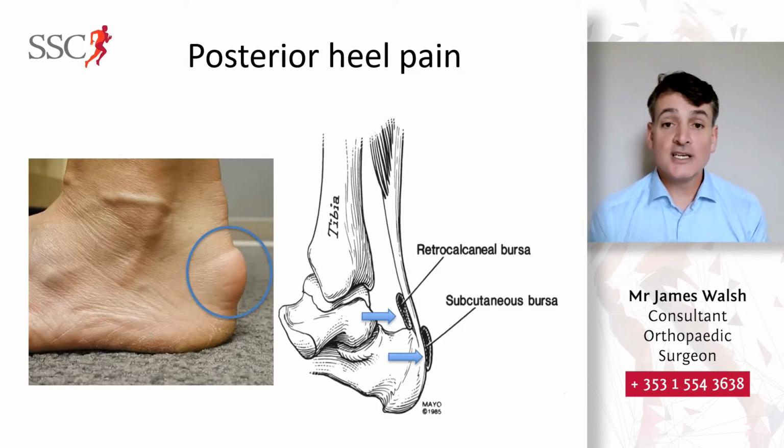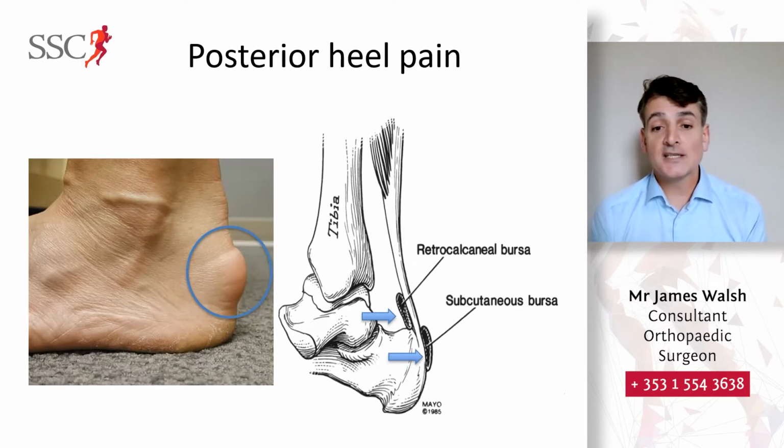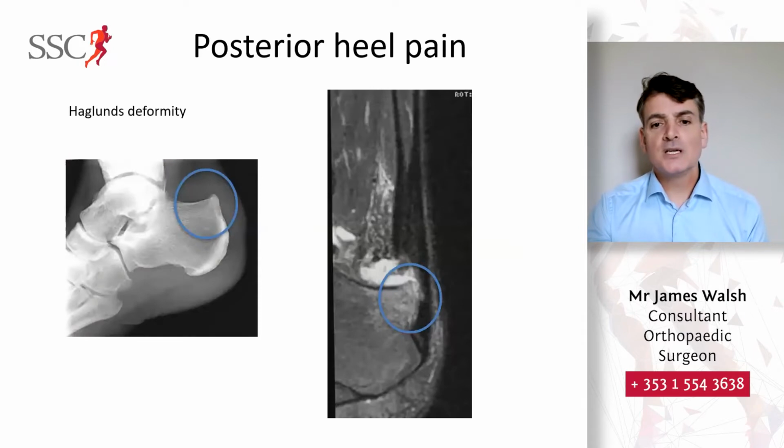And it's either in front of the Achilles, in which case it's called a retrocalcaneal bursa, or it's a subcutaneous bursa, as you can see in this photograph on the left-hand side. Again, these can be treated with rest, anti-inflammatories, some physiotherapy, and injections under image guidance. But sometimes it's caused by a bony problem. And this is called a Haglund's deformity.